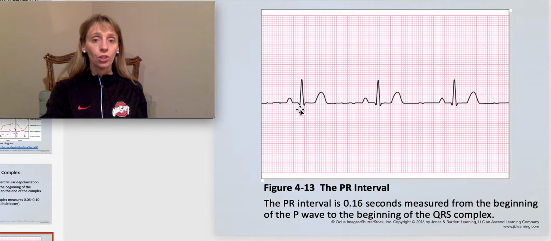Here is the QRS. So we're going to count those boxes, and this is less than 0.10. PR interval, we can count the boxes. The PR interval begins at the beginning of the P all the way to the beginning of the QRS, and that should be less than 0.20. You do the math, and when I count these baby boxes, it's 0.16 seconds.